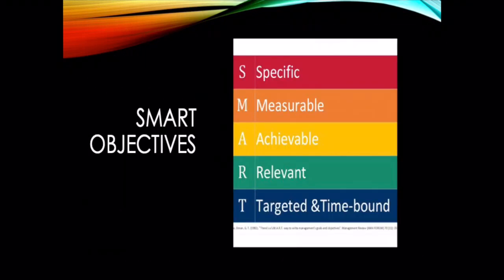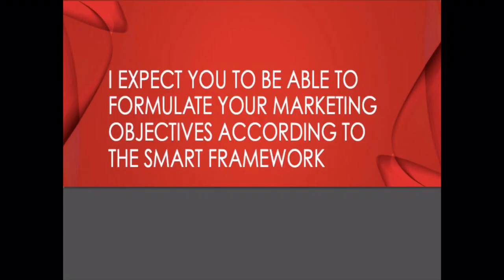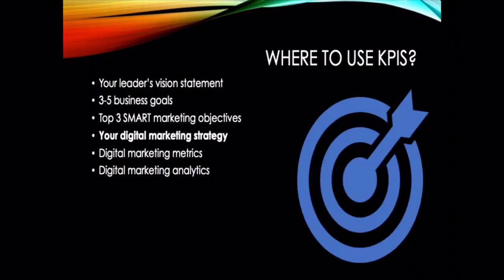I assume you already know about the SMART model and how this can help you write down your objectives. Make sure that they are specific, measurable, achievable, relevant, and targeted and time-bound. I expect you to be able to formulate your marketing objectives according to the SMART framework. We talked about the vision of your leader, no numbers there. The business goals or mission are important because they should align with your marketing objectives. And we briefly discussed how KPIs play a role in your marketing objectives. I will get to those in a few minutes.